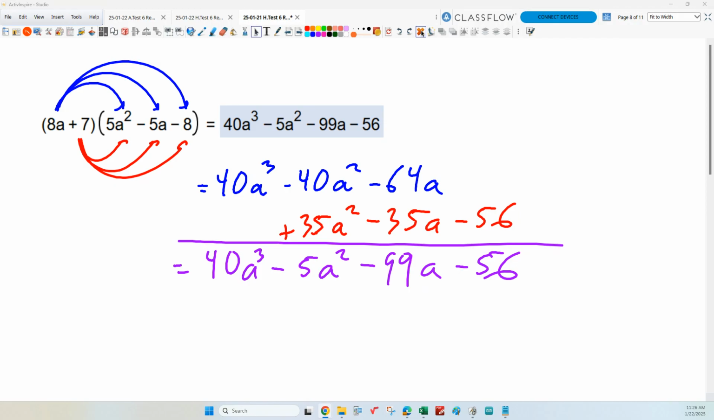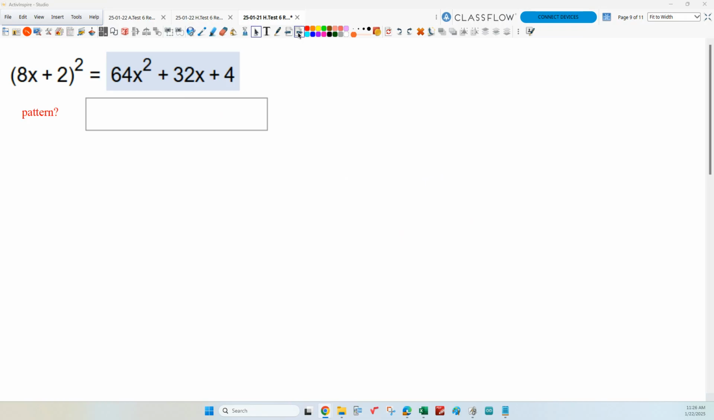All right, last, we got some patterns to deal with. Okay, I guess I gave you the answer there. What's the pattern that this fits? Okay, that's what it equals, but what does it start with? Like, what does this match? A plus B quantity squared, agreed? Okay.